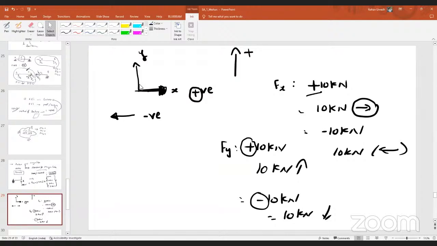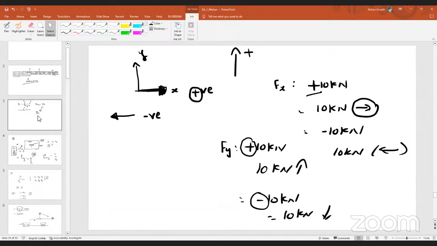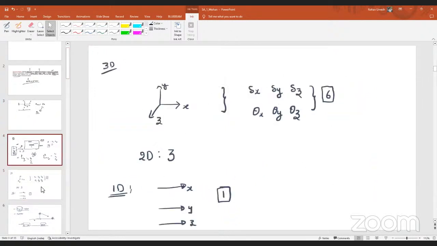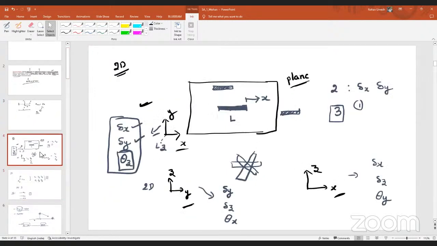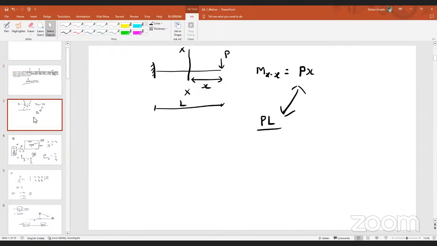Sir, can you show the first two slides, sir? First two slides. Before one, sir. Second one. Second and the third one. Yeah. Okay, sir.